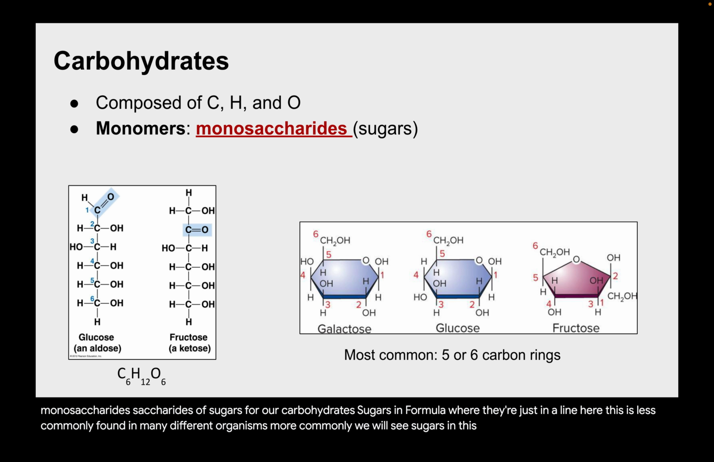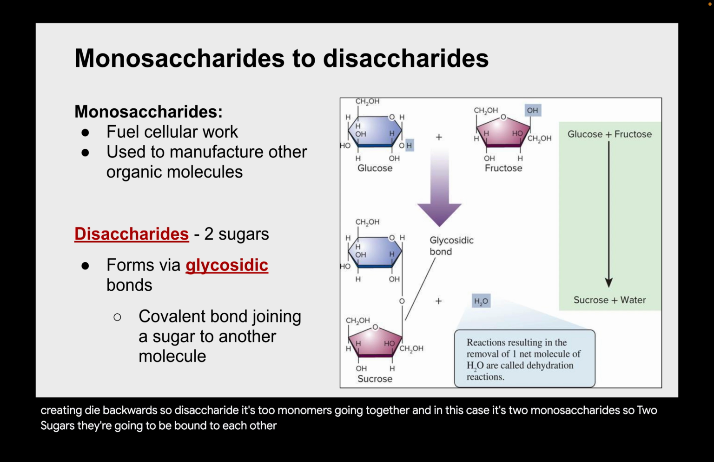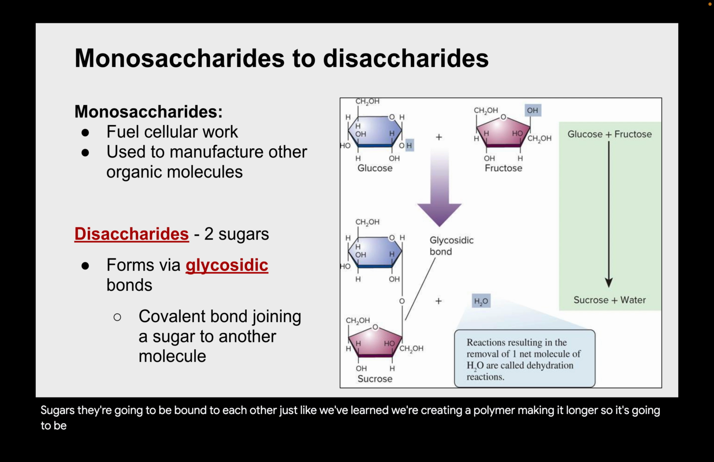One way that they do this is by creating disaccharides. A disaccharide is two monomers joined together. In this case, it's two monosaccharides, so two sugars, bound to each other. Just like we've learned, we're creating a polymer, making it longer, so it's going to be a dehydration reaction, a process of removing water to create that bond.